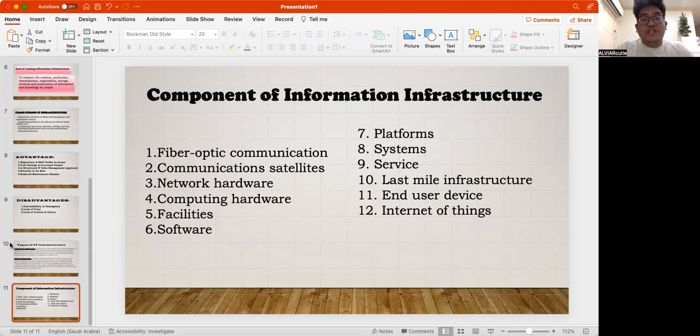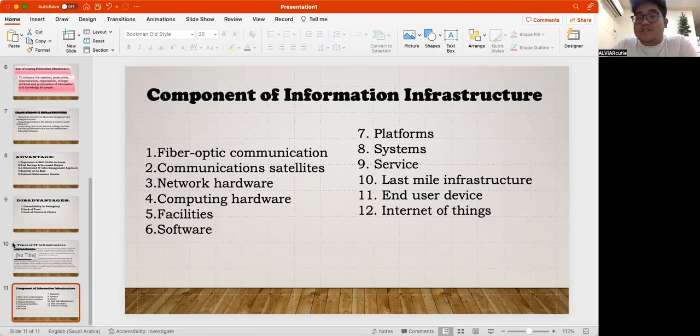So, next is communication satellite. Communication satellite as usual, satellite pa rin yan. So, satellites in orbit that provide communication services. So, next is network hardware. Network hardware such as core routers that connect networks to create larger networks, such as the internet. Number 4 is computing hardware, colocation and cloud computing hardware that forms the basic internet computing capabilities. So number 5 is facilities as usual, data centers, telecom facilities, and yung mga facilities natin.